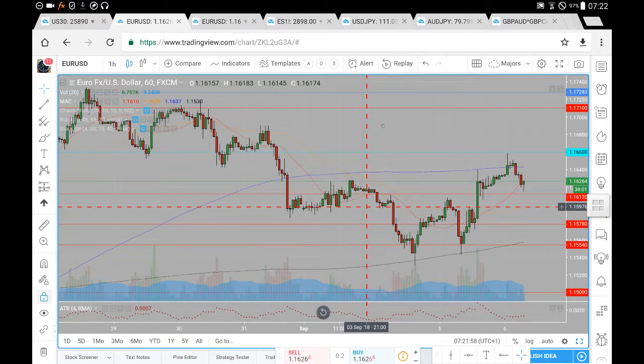So this is your dollar analysis for Thursday, 6th of September. Now let's just have a look at the prices and where prices may likely go. So previously we've had prices trade below the 1554, closed back above it, did hold it as support.